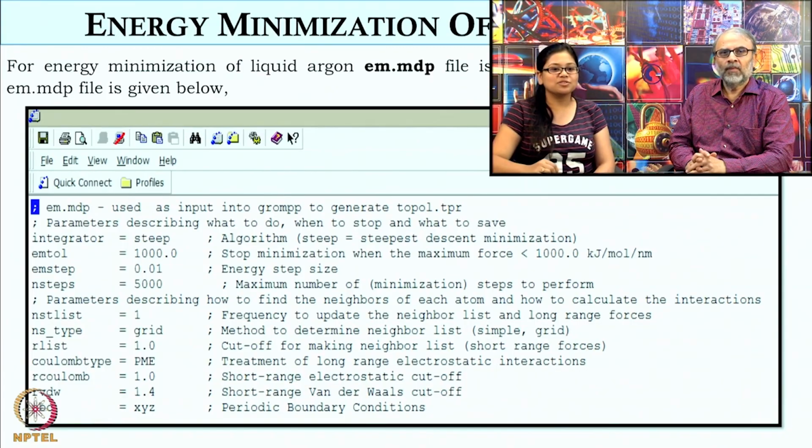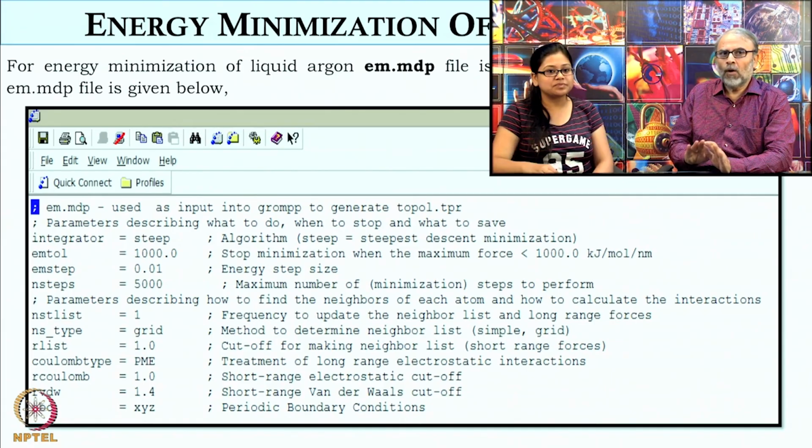So the next line is EM tol, that is equal to 1000. What it means is that we need to stop minimization when the maximum force on one atom or molecule is less than 1000 kilojoule per mole per nanometer. So when the maximum force reaches 1000, it will stop the minimization.